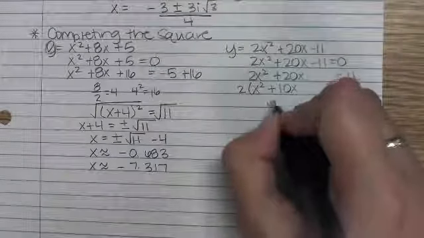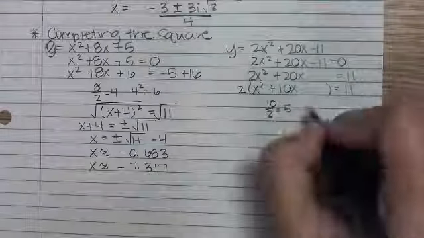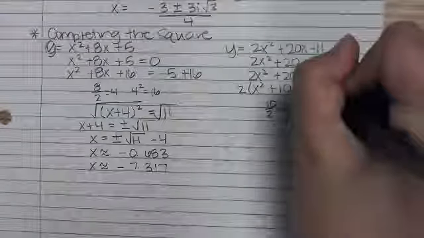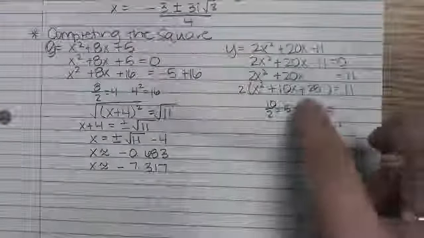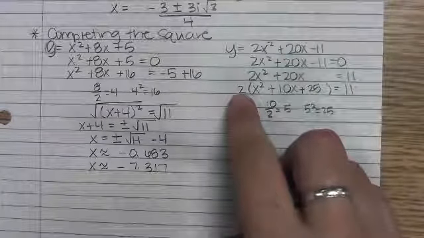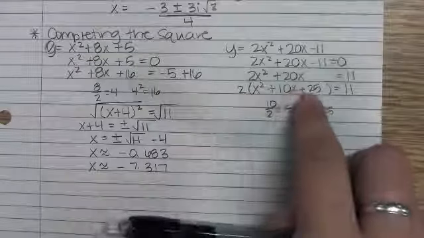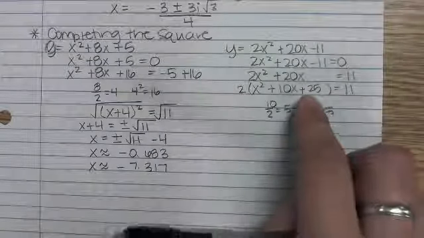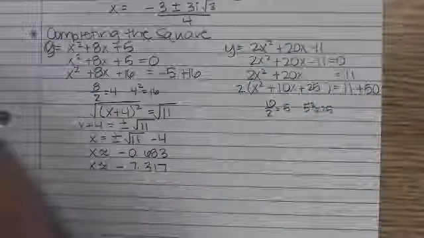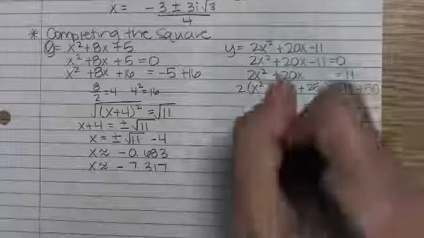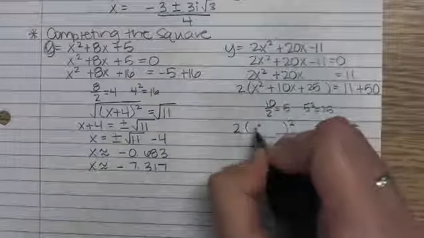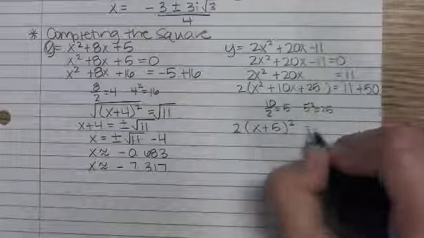So now I'm going to do 10 divided by 2 is 5. 5 squared is 25. So the number that will complete the square here is 25. But I didn't just have one set of the parentheses, I actually had 2 sets of the parentheses. So I really did 2 multiplied by 25. I really added 50 to the left side of the equation. So now on the right side of the equation, I have to add 50 as well. Alright, so I've got the 2 in the front. My parentheses are going to have a 5 in them, so 2 times x plus 5 squared equals 61.